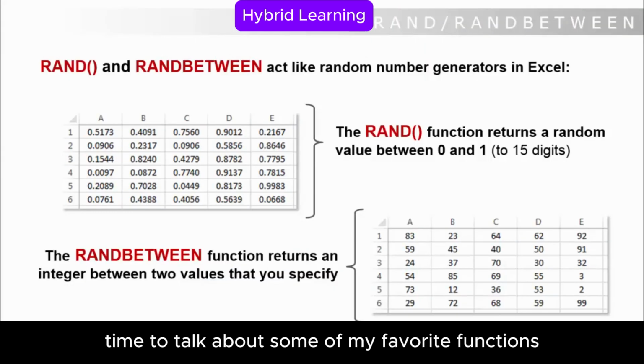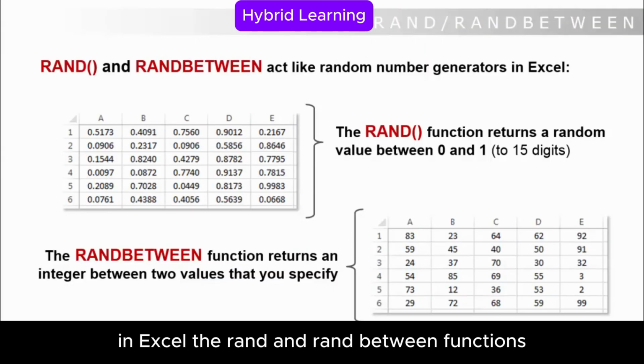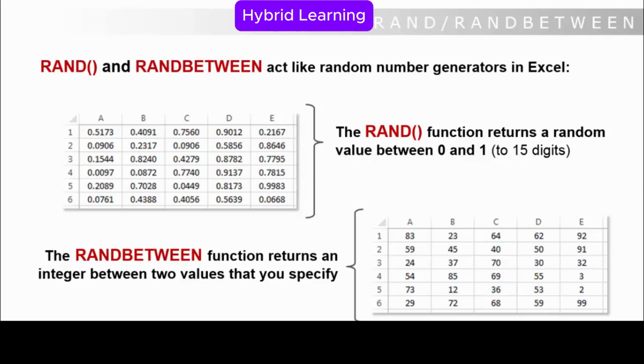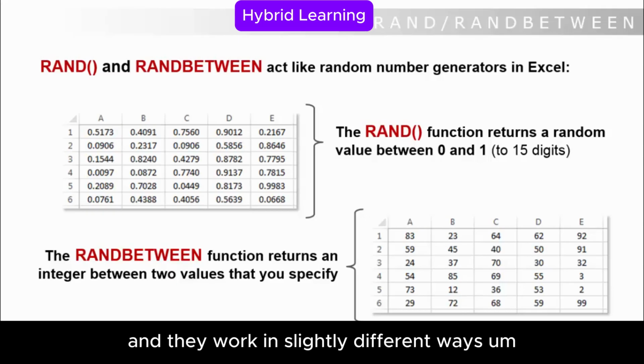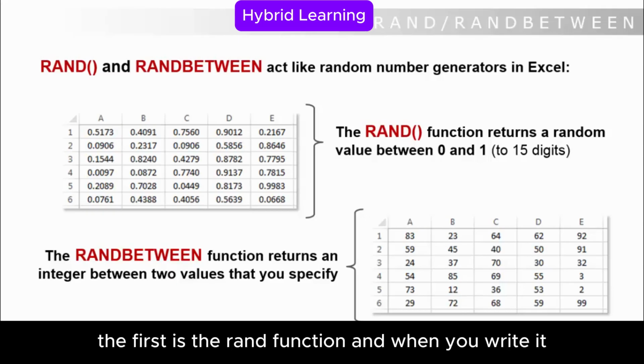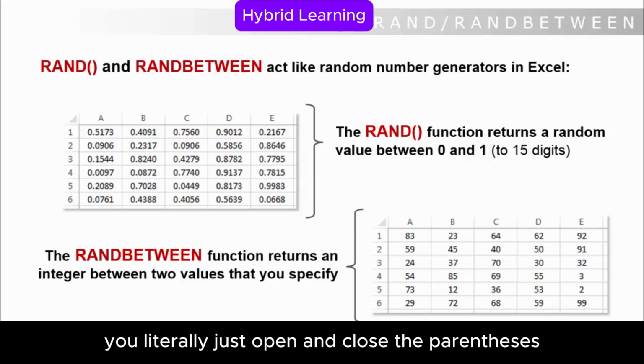Okay, time to talk about some of my favorite functions in Excel, the rand and rand between functions. So these are essentially random number generators, and they work in slightly different ways. The first is the rand function, and when you write it, you literally just open and close the parentheses without anything in between.